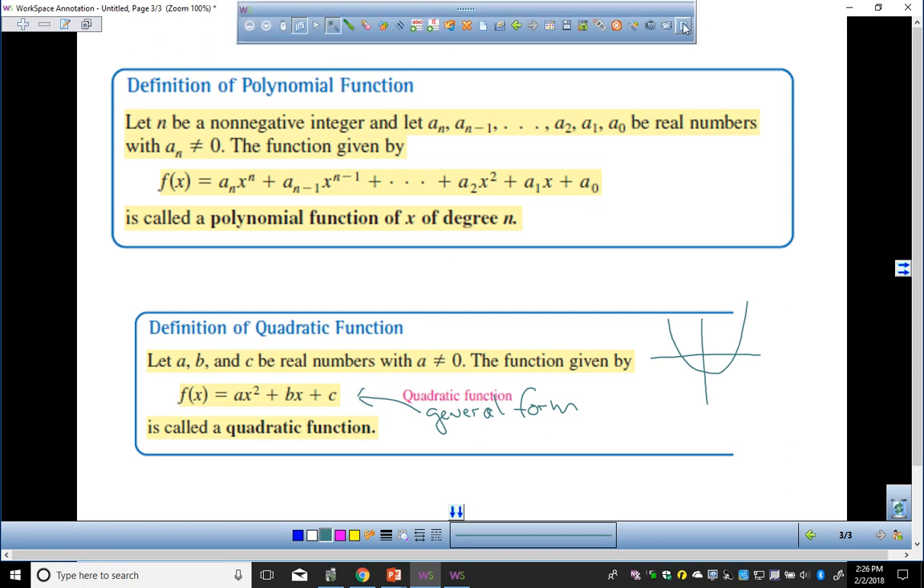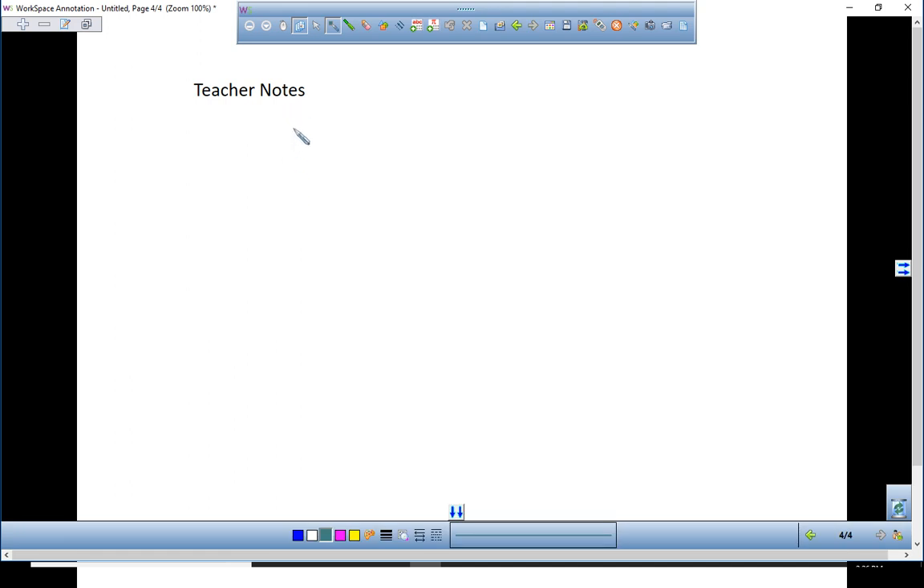Okay, what's on the next page? Did I hit? Let's see what happens. Boom, boom. Teacher notes. Okay, so this is where I get to say stuff.